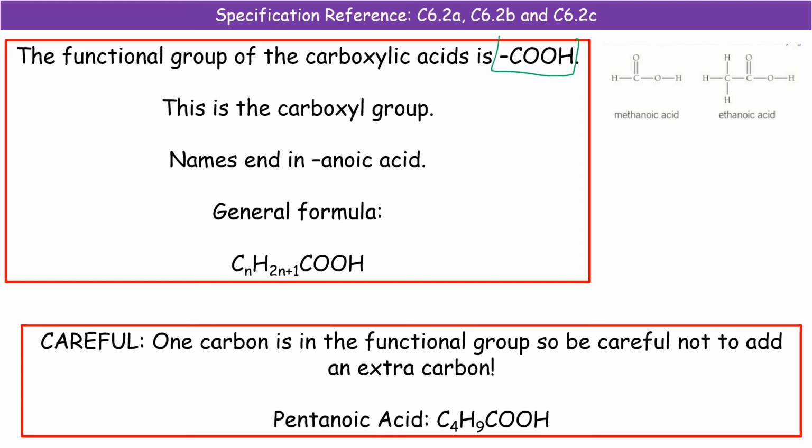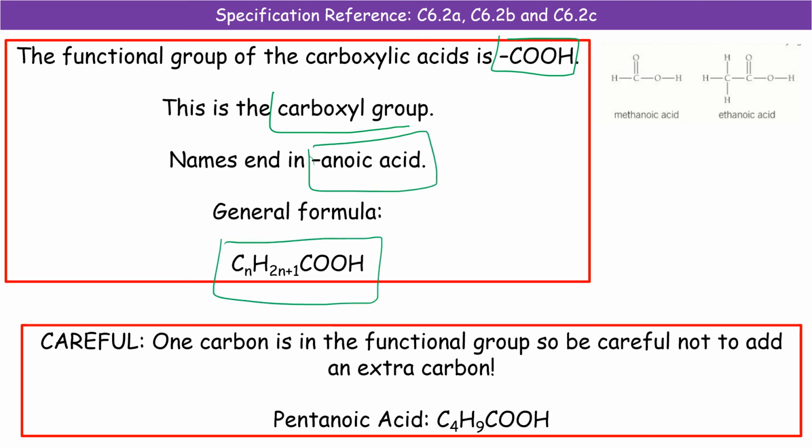Their functional group, COOH. This is our carboxyl group. All their names end in anoic acid, and their general formula, CnH2n+1 COOH. Just remember though that one of the carbons is in the functional group of the COOH, so don't add in an extra carbon by accident.